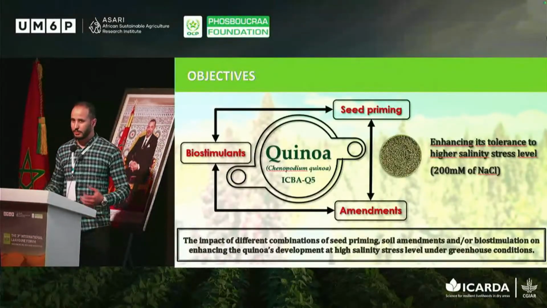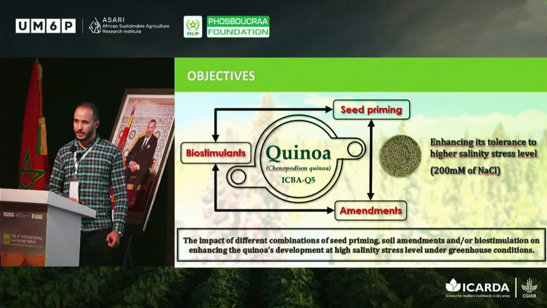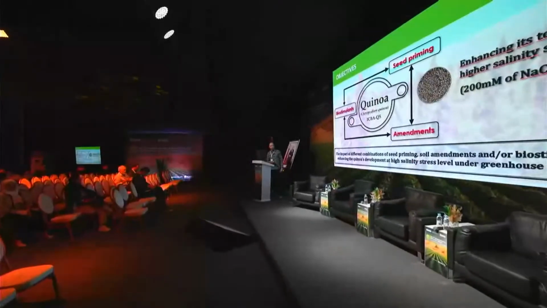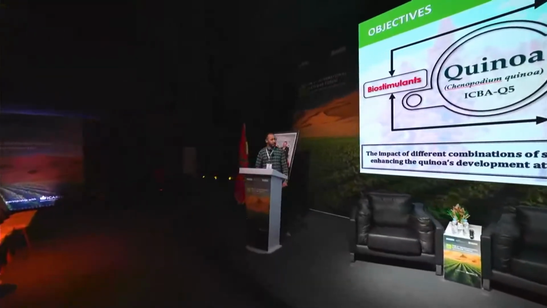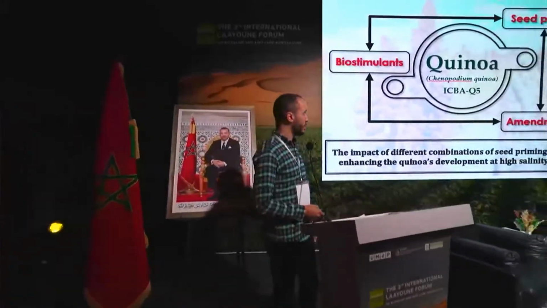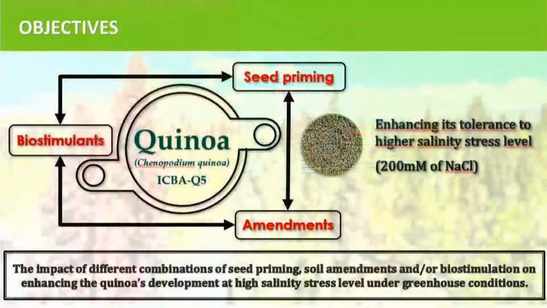However, despite its moderate tolerance to salinity stress, its performance and productivity are still highly affected under high salinity stress levels, like, for example, in our case here, under 200 millimolar of NaCl. Thus, we will try to use different combinations between three strategies: seed priming, biostimulation, and the application of soil amendments to enhance quinoa's tolerance to salinity stress.